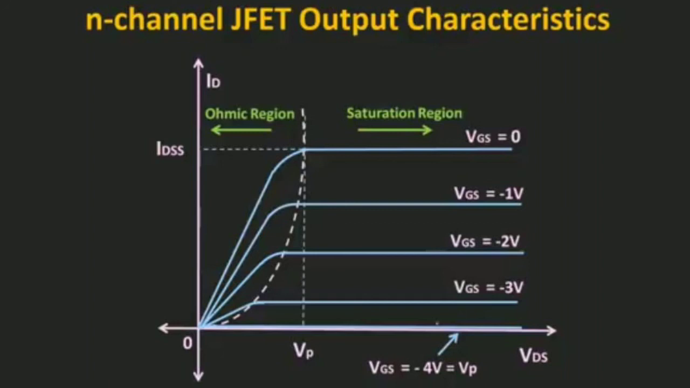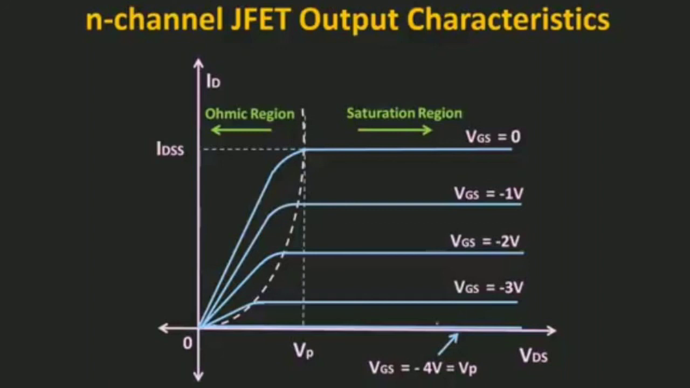In the ohmic region, the JFET will work as a resistor. For a fixed value of VGS, it provides almost constant resistance. But as we reduce the value of VGS, the resistance of the channel will also increase. So in this region, the JFET can be operated as a variable resistor. And by changing the voltage between the gate and the source, we can control the resistance of this JFET. Then the second region is called saturation.